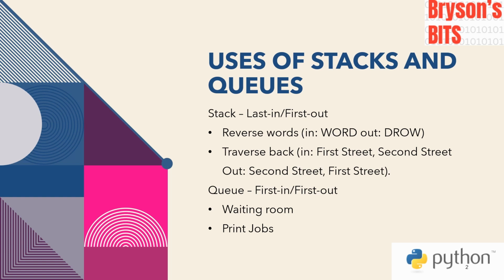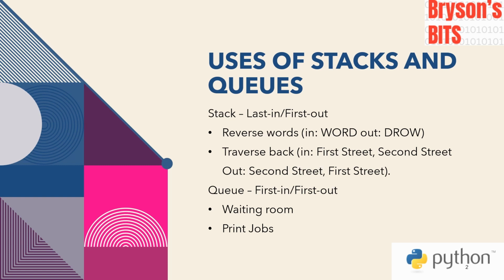Let's say, for example, to reverse the word "word", it would go in as W-O-R-D, and then the last in is D, so it would come out D-R-O-W, therefore it would be reversed.